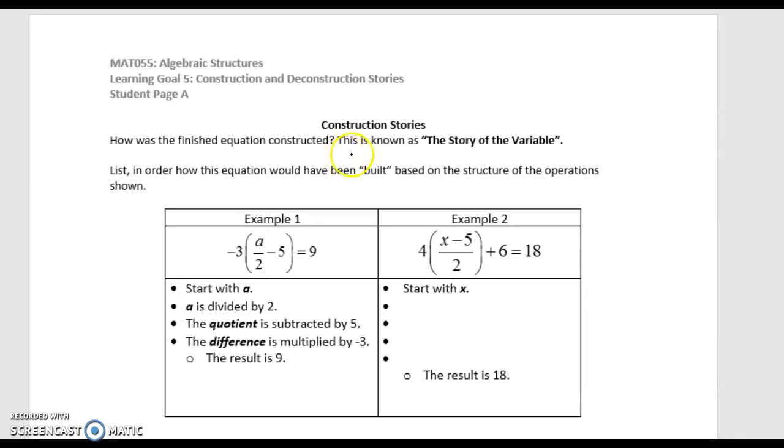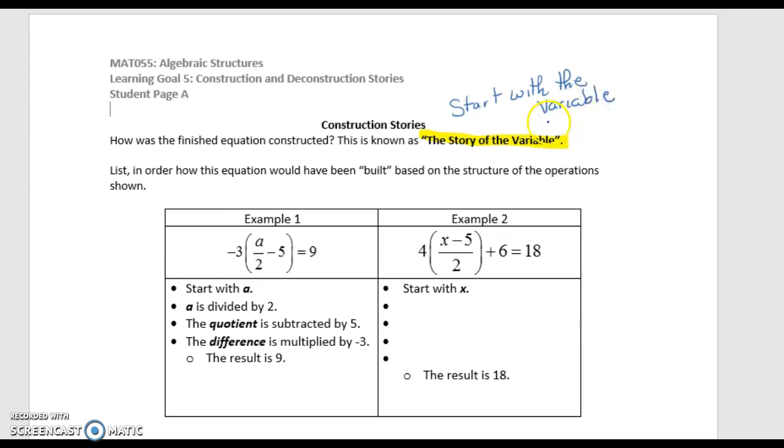In this short video, we're going to talk about construction stories. Construction stories are also commonly referred to as the story of the variable, and we use these two phrases interchangeably. One thing to always keep in mind whenever we're writing construction stories is that we always start with the variable. The story is based on what's happening to the variable.